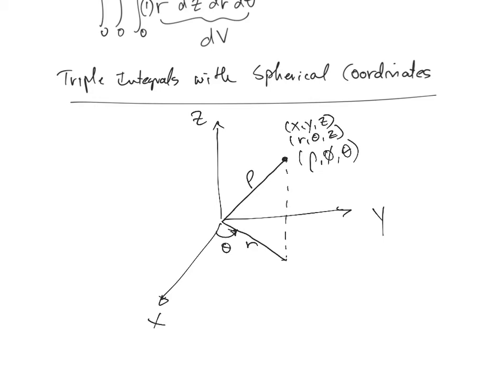Phi is going to be the angle from the positive z-axis downwards. And theta is the same theta from polar coordinates. Okay, it's this theta here. So those are spherical coordinates, rho, phi, theta.